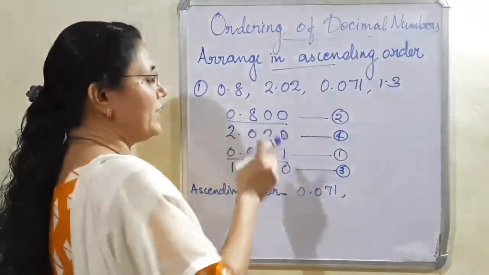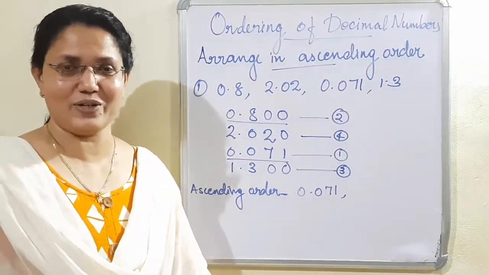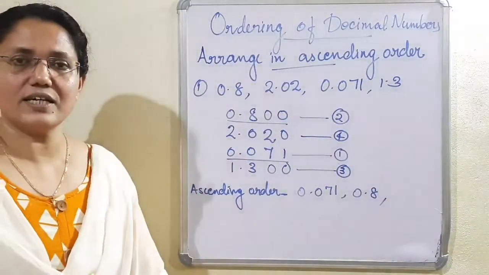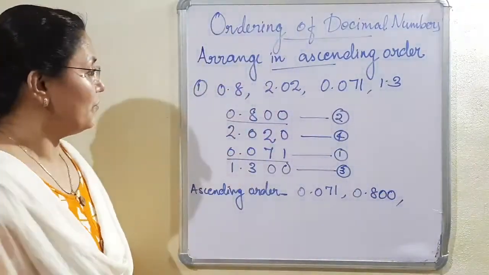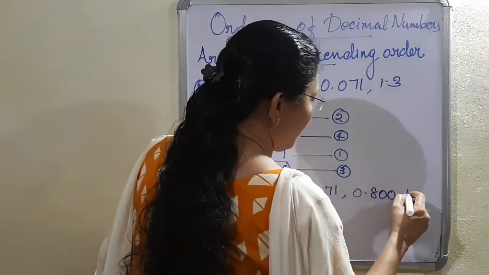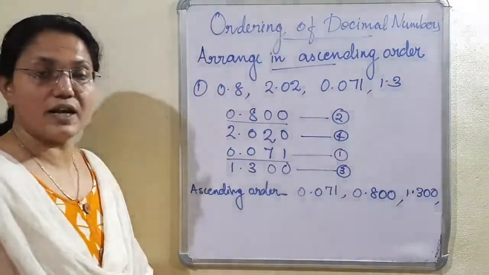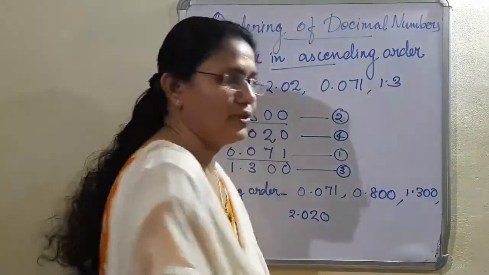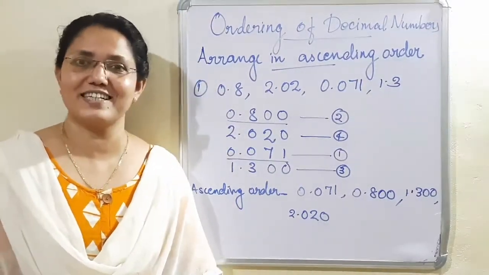If you write 0.800 or 0.8, both are equal. You have learned equivalent fractions. Therefore, according to the question itself, I am writing 0.8, or we can write it as 0.800. Next, the third decimal, which number is that? Yes, 1.300. Next, the largest among these numbers is what? 2.020.